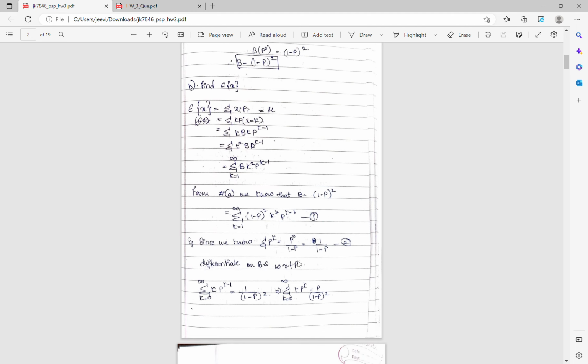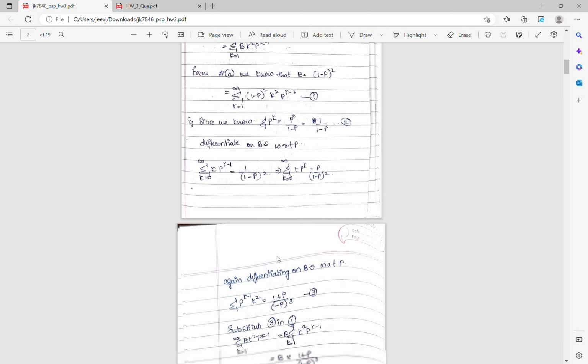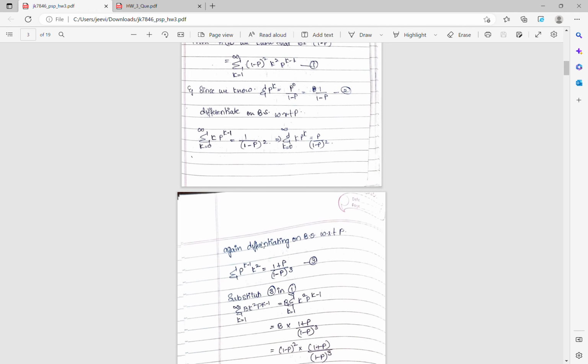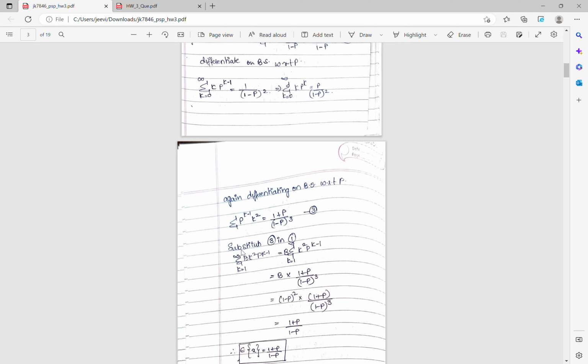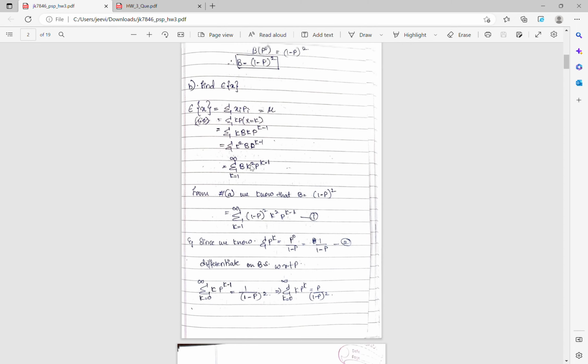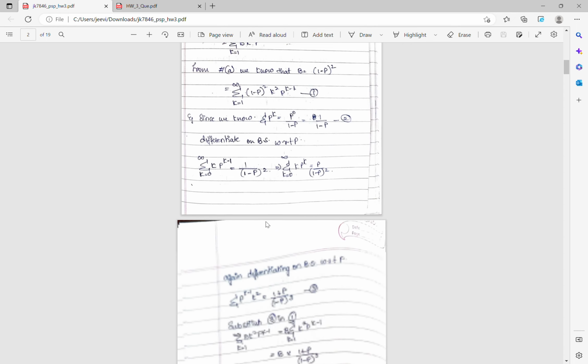Now if we differentiate this on both sides with respect to p, we will get the summation from k equal to 1 to infinity of k into p to the power k minus 1 is equal to 1 by 1 minus p squared. Now once again differentiating it on both sides with respect to p, we will get the summation of p to the power k minus 1 into k squared is equal to 1 plus p by 1 minus p cubed. So let's substitute this value into this equation here.